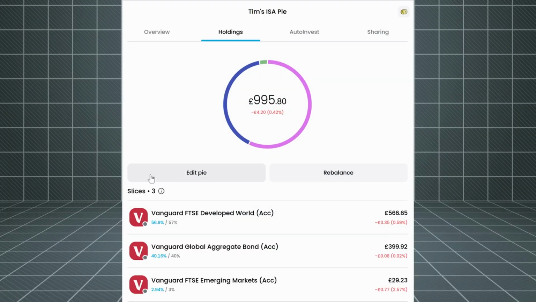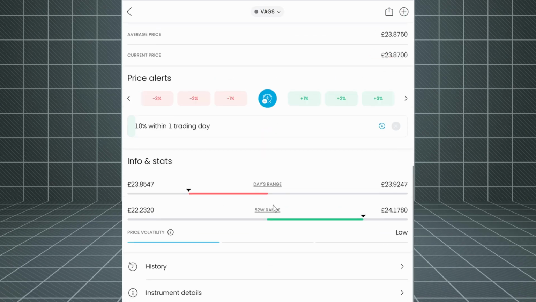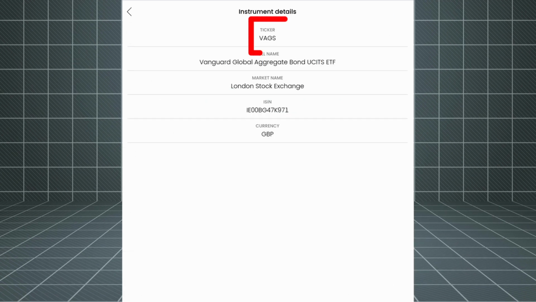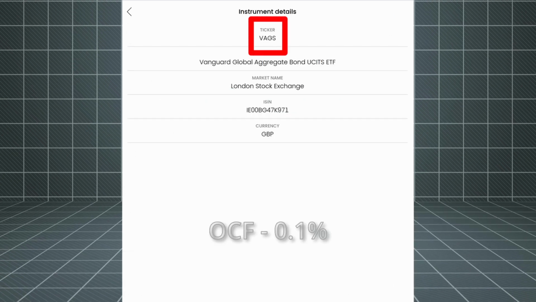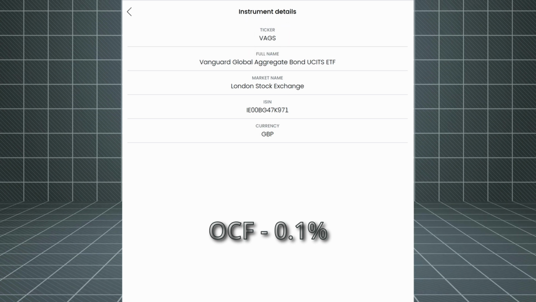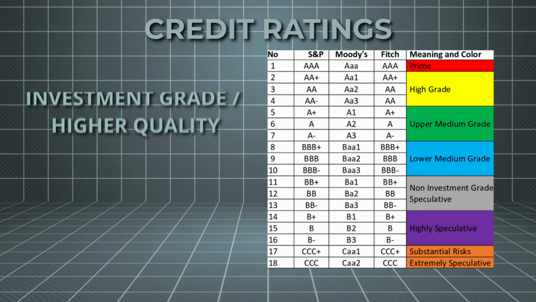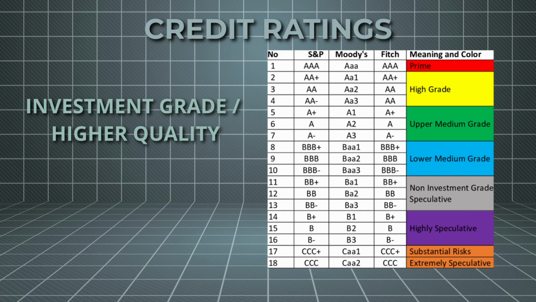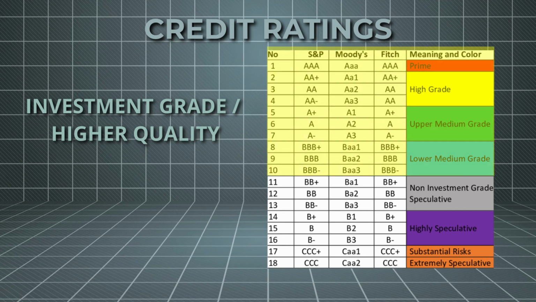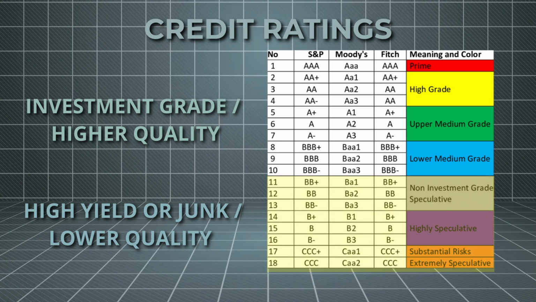My third fund is the Vanguard Global Aggregates Bond ETF. This has a ticker of VAGS and accounts for 40% of my portfolio. This bond fund has an ongoing charge figure of 0.1%. And this fund consists of investment grade government and corporate bonds of varying duration of anything between 1 month and 25 or more years. If you see the word investment grade written anywhere, then that is the way that the industry describes good quality bonds, with high yield or junk being the terminology for those more risky, less quality ones.